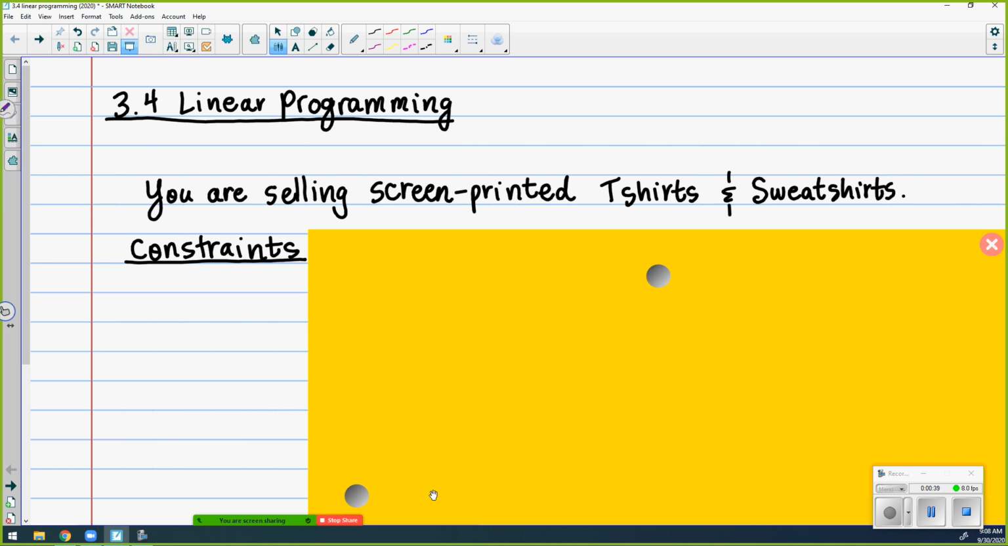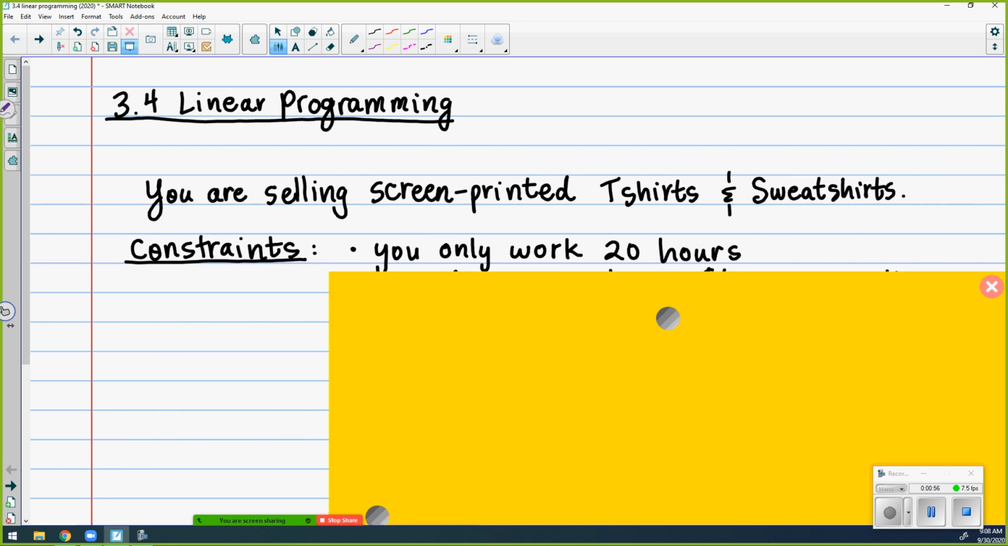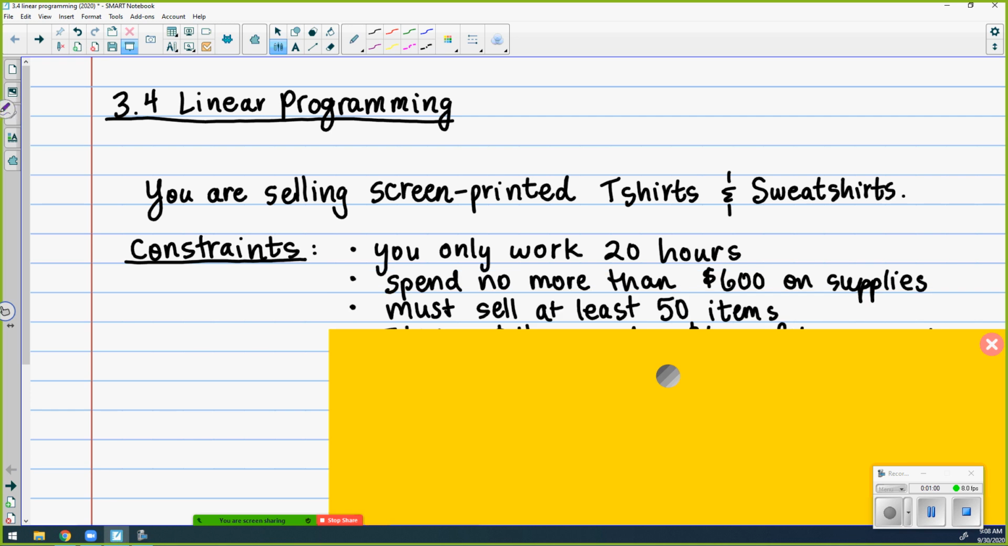But let's go ahead and start with an example of linear programming where we're selling screen printed t-shirts and sweatshirts. So I've got a list of constraints here, and we're going to take these constraints one at a time and turn them into inequalities. So the first constraint is that we only have 20 hours to work. We can only work for 20 hours. Our second constraint is that we can only spend $600 on supplies. We can't go over $600 on supplies to make the t-shirts and sweatshirts. Also, we have to sell at least 50 t-shirts and sweatshirts.